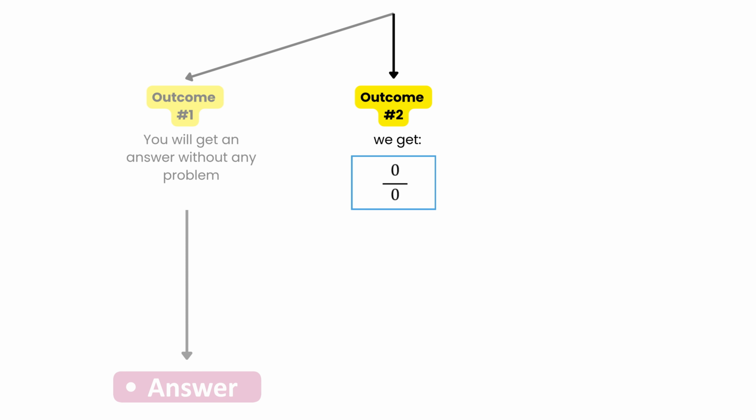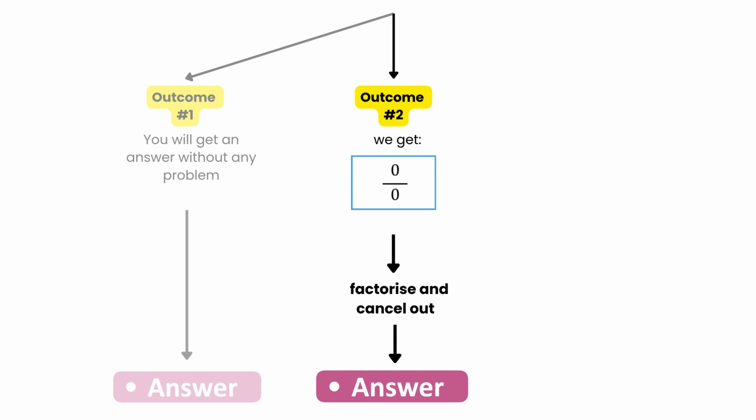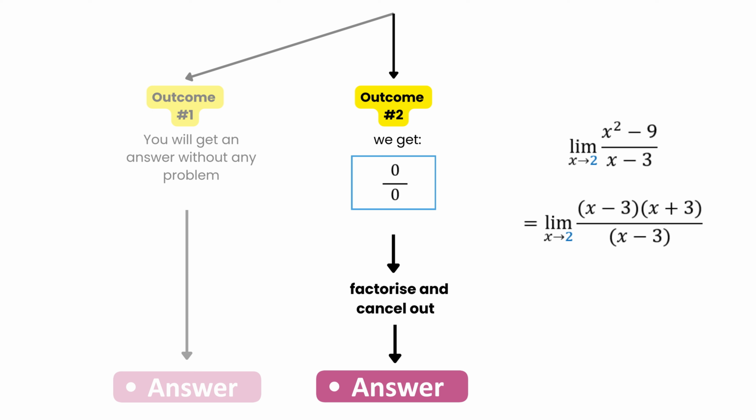In a limit, when we get 0 over 0, the way we fix the problem is by factorizing and canceling out terms. That's how we get rid of the issue and actually work the limit out. Let's try that example again, where we got 0 over 0. If we factorize the expression, you'll see we get a bracket that's the same on top and bottom, which means we can cancel it out. Once we've factorized and canceled, we try plugging in the limit approach again, and boom, no more math error. We get a proper answer for the limit. Easy as that.